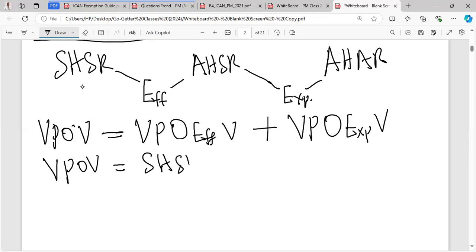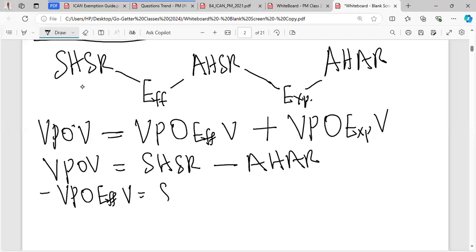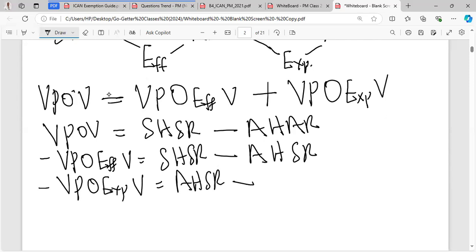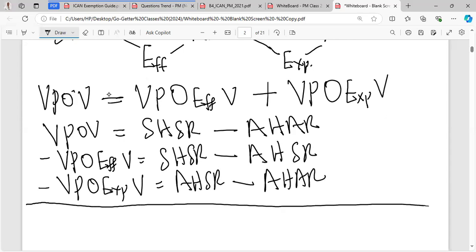So we have variable production overhead variance, just the same thing with direct labor variance. Standard hours, standard rate minus actual hours, actual rate. This can be broken down into variable production overhead efficiency variance, which is standard hours, standard rate minus actual hours, standard rate. And variable production overhead expenditure variance, which is actual hours, standard rate minus actual hours, actual rate. Variable production overhead is done.